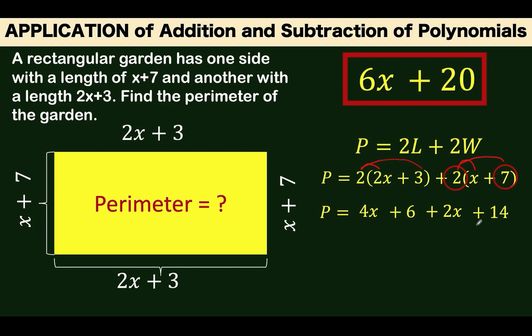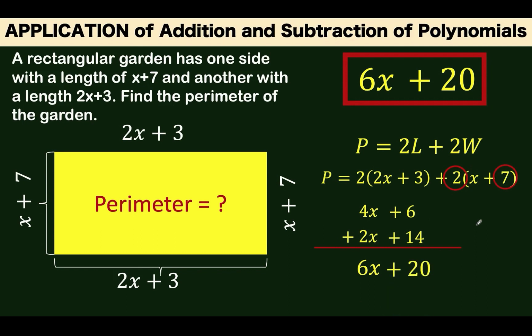Then rearrange to combine like terms. So 4x plus 2x is equal to 6x. 6 plus 14 is equal to 20. You will get the same result as the previous one. So in mathematics, as long as you do not violate any rule, you will arrive at the same answer even if you have different ways of solving the problem.